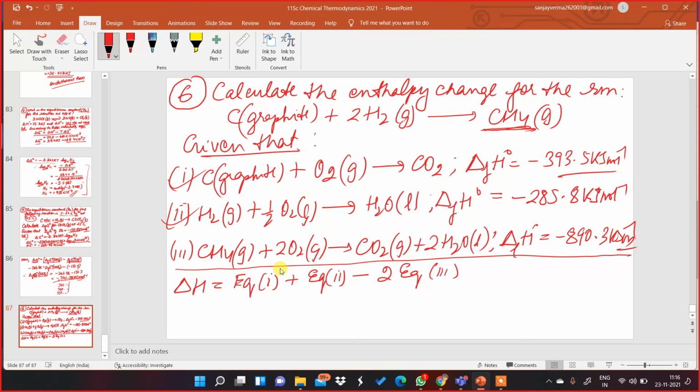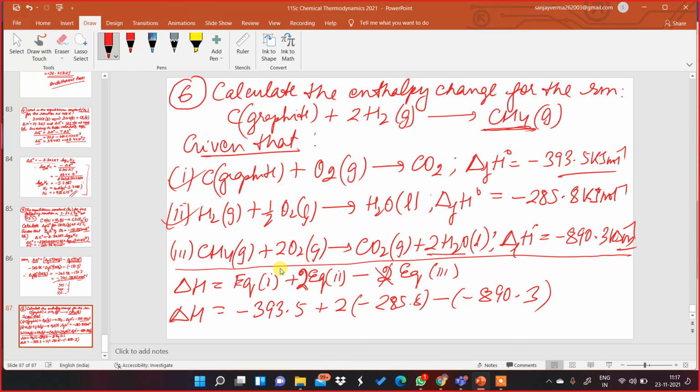So equation 1 is minus 393.5 kilojoules per mole, plus 2 times minus 285.8, minus 890.3. The second equation is also multiplied by 2 because we have to balance it and cancel, since there are 2 waters. Remember the second equation is multiplied by 2, adding this and subtracting equation 3.